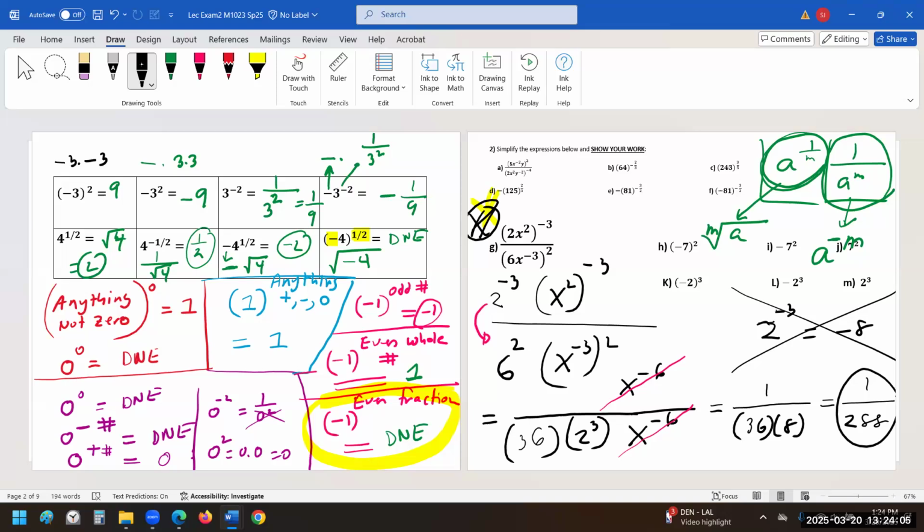So all you have to do is 3 steps. Distribute, reposition based on negative power, and then rewrite. Any questions? From the exponent rules, these are the questions you're going to see again.